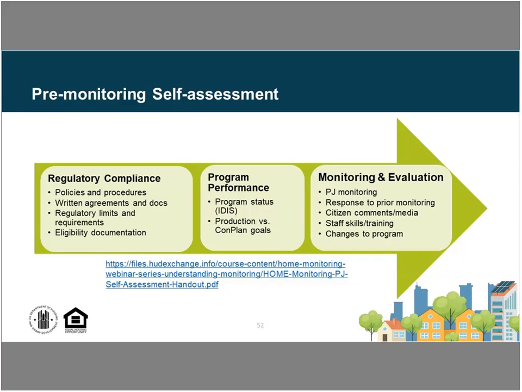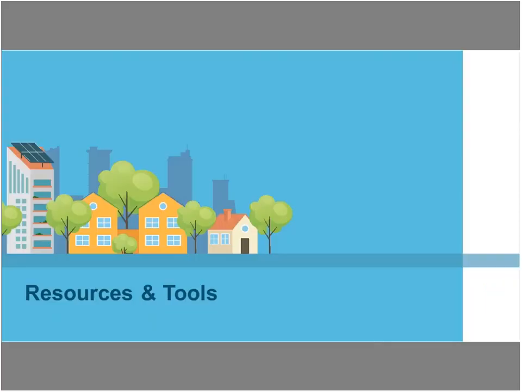And sometimes you might, as part of that self-assessment, be saying, we've identified maybe we need more staff, we need more training, and be able to demonstrate to HUD that you're actively working on addressing that. And then thinking about changes to the program that may need to be made based on what you're seeing as part of that evaluation process, as part of your monitoring.